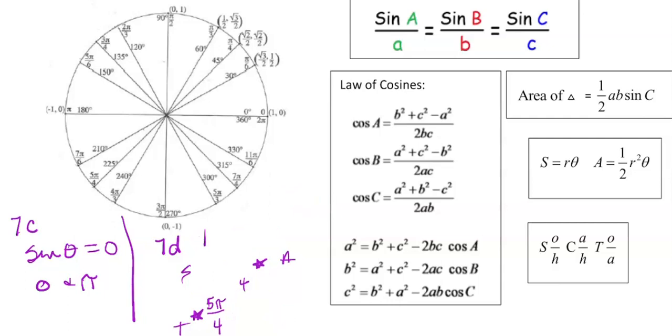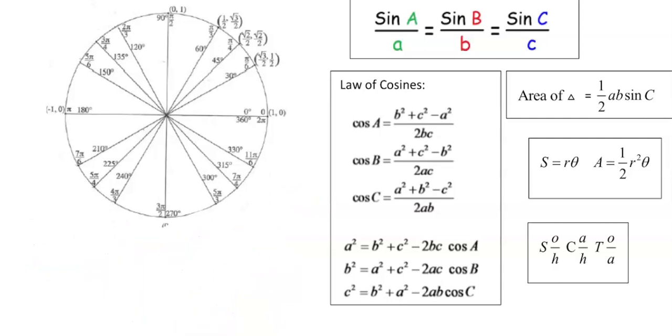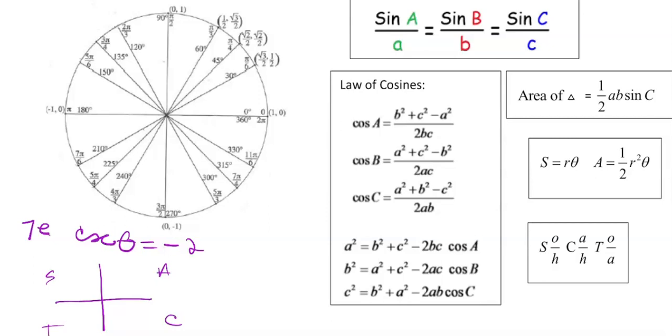So let me erase, and I'll write down 7E. So 7E is cosecant of some angle is -2. Okay, I always find out the quadrants first. All students take calculus. Cosecant goes with sine. So where is sine negative? Well, sine is positive in the first and second, so therefore it's negative in the third and fourth. Okay, so now I have that taken care of.